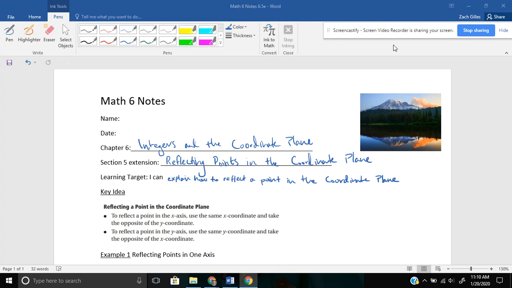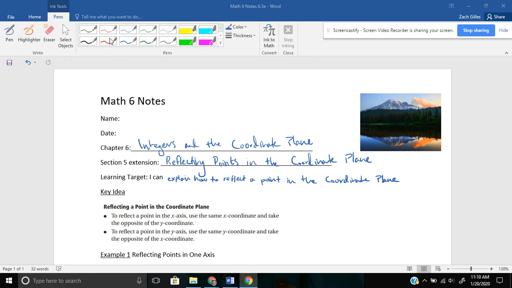Hello, sixth graders, and welcome to 6.5 Extension. This is the last section in Chapter 6 in which we've been talking about integers and the coordinate plane. And for Section 5 Extension, we're going to be talking about reflecting points in the coordinate plane.